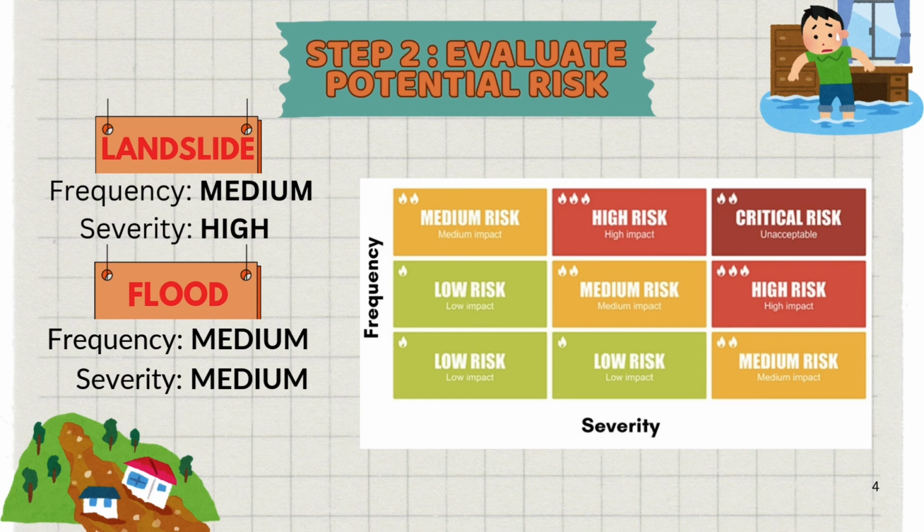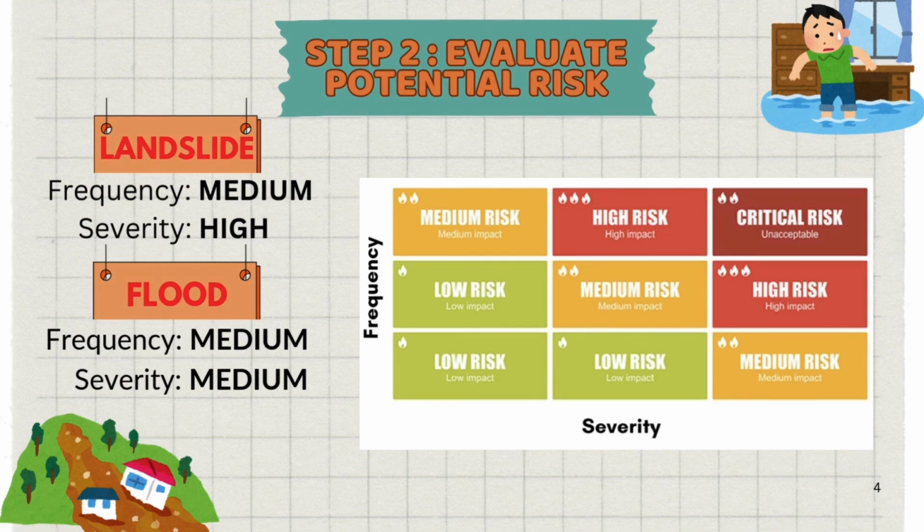Step 2. Evaluate potential risks. For landslide, the frequency is medium and the severity is high, while for flood, the frequency is medium and the severity is medium. And as you can see, this is the table of frequency and severity.